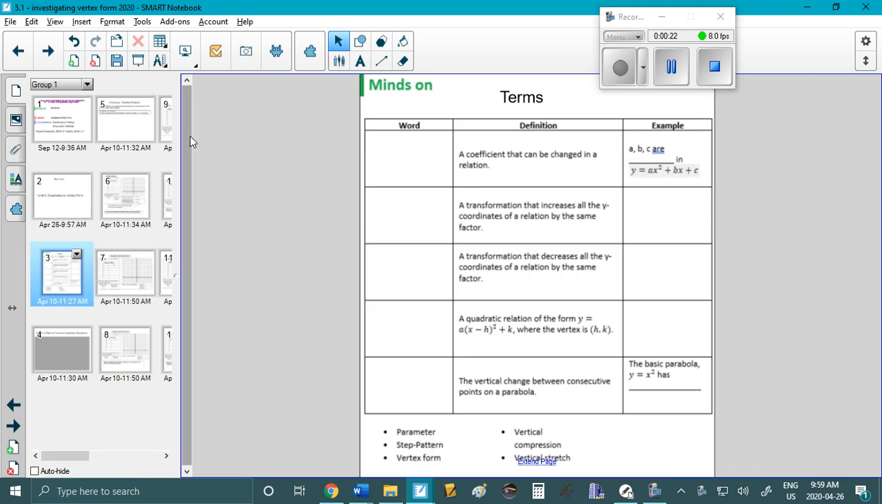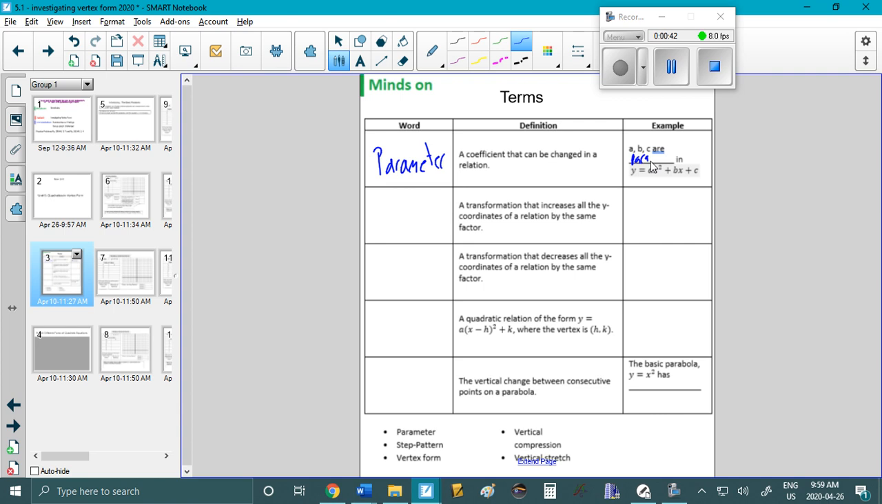Again, in class we would do a whole thing where you try and figure out what they are, etc., but it doesn't really work here. So the first definition is a coefficient that can be changed in a relation, and that is called a parameter. And then over here in the example, a, b, c are parameters in y equals ax squared plus bx plus c.